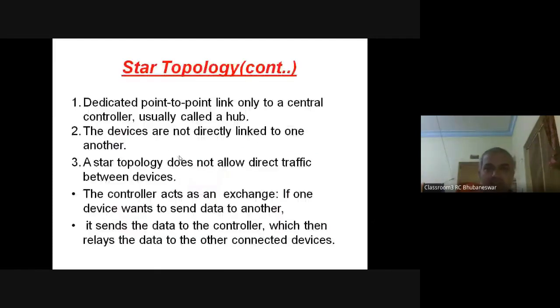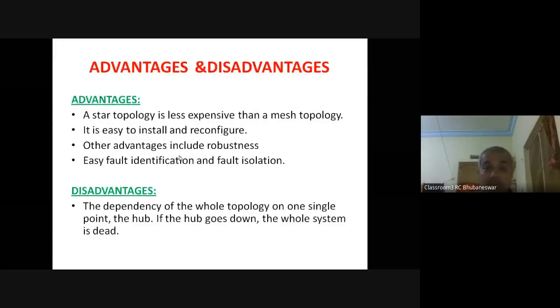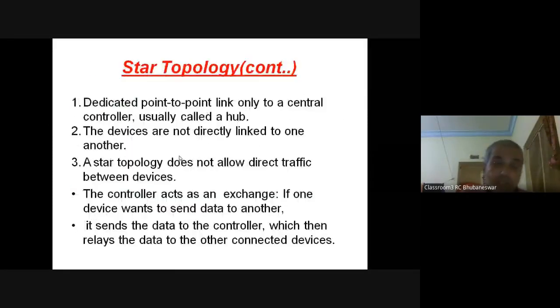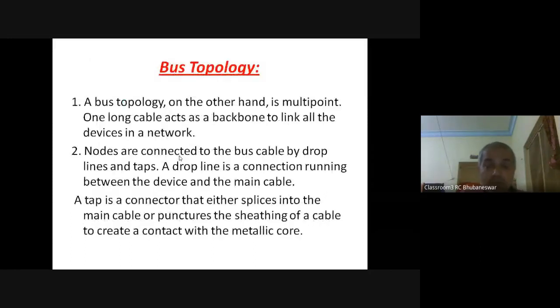Then another, mesh topology में point to point connection and star topology में also point to point connection. Only one topology that is bus topology. इसमें क्या है? Multi point connection. One long cable acts as a backbone linked to all the devices. Nodes are connected to the bus cable by drop lines and taps. A drop line is a connection running between the devices and the main cable.